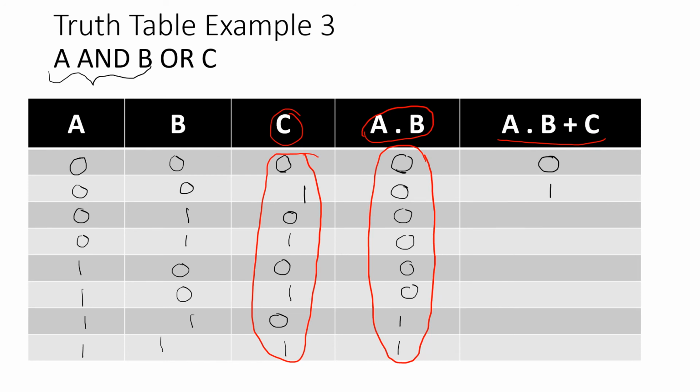So we've got 0, 0, 0, 1 or 0 is 1, 0, 0, 0, 1 or 0 is 1, 0, 1 is 1, 1 or 1 is 1. And that's our final answer.